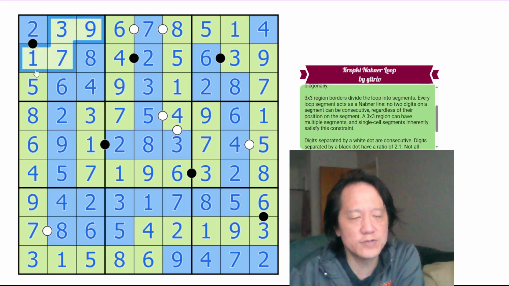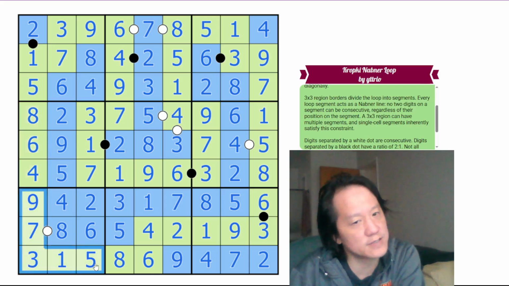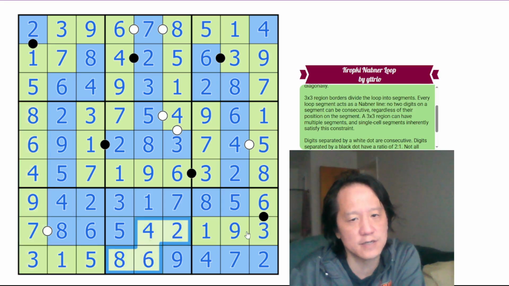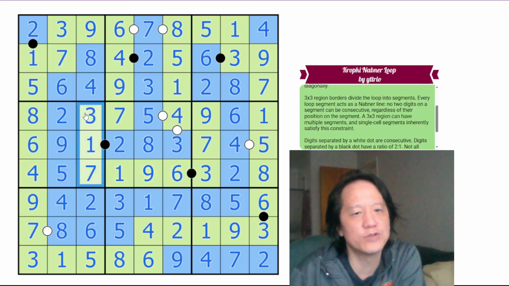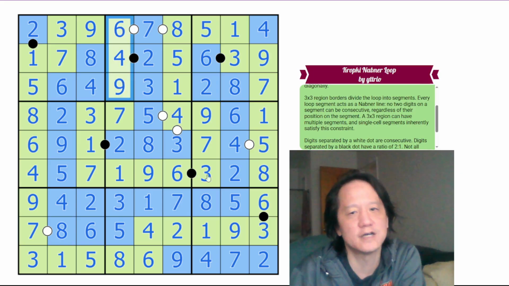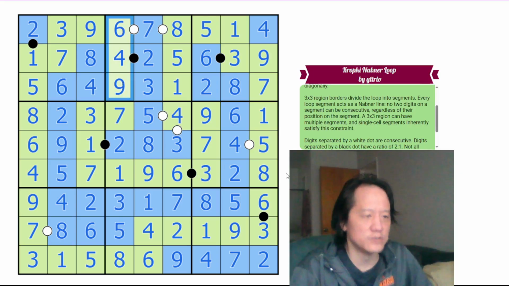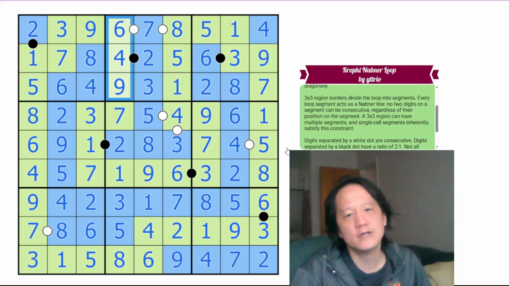And 1, 3, 5, 7, 9 is not consecutive. 4, 6, 8 is not consecutive. 1, 3, 5, 7, 9 is not consecutive. 2, 4, 6, 8 is not consecutive. 1, 3, 9, 6 is not consecutive. 8, 1, 5 is not consecutive. 1, 3, 5, 7, 9. 1, 5, 8. 4 by itself. 3, 7, 9 is not consecutive. 1, 9, 6 is not consecutive. 7, 1, 3 is not consecutive. 7 by itself. 9, 4, 6 is not consecutive. That shows that this is a valid loop.